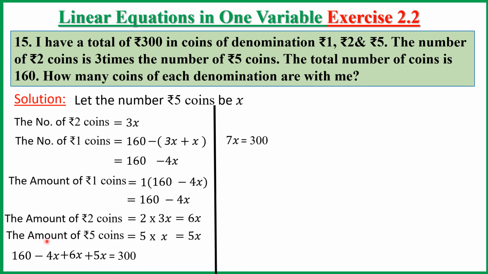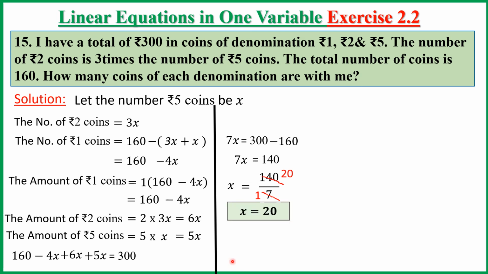This 160 is transposed to our right hand side and becomes minus 160. So 7x is equal to 140. 300 minus 160 is 140. So the 7 going to our right hand side will become division. So x is equal to 140 by 7. So this can be simplified. That is 20 times and 1 times of 7. So x is equal to 20.